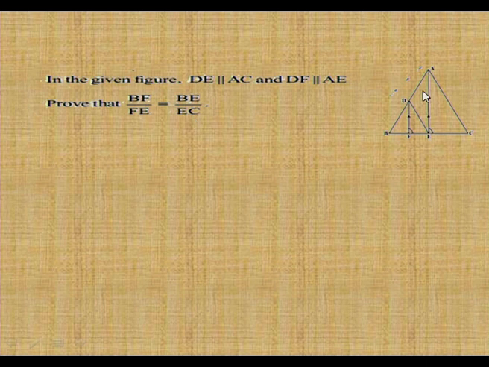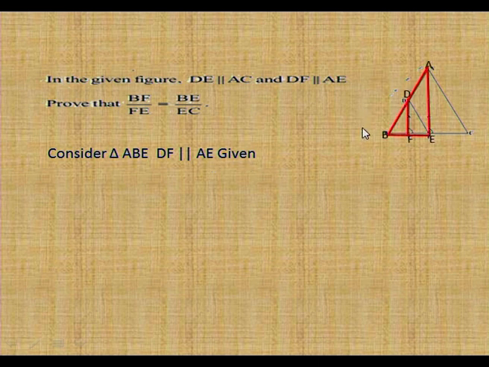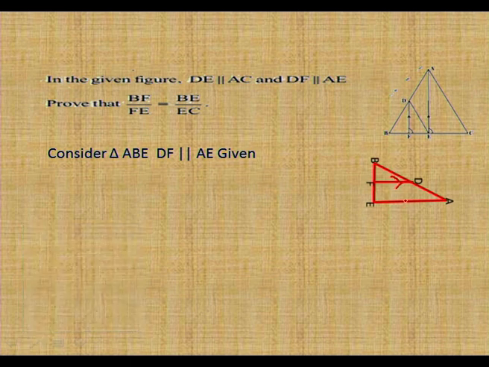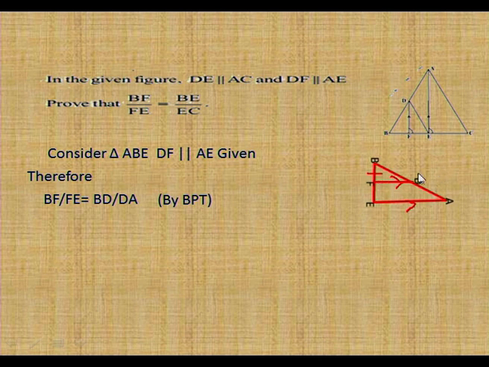How can we prove? Just consider triangle ABE, in which DF is parallel to AE is given. Let me draw this, imagine it was taken out and rotated. It is very easy for us to do the problem, because it is given DF is parallel to AE. Immediately, what is the theorem we have discussed? The basic proportionality theorem. If a line is parallel to one side of the triangle, the other two sides' ratios will be equal. Therefore, BF by FE is equal to BD by DA by using the basic proportionality theorem. This is equation 1, let us assume.